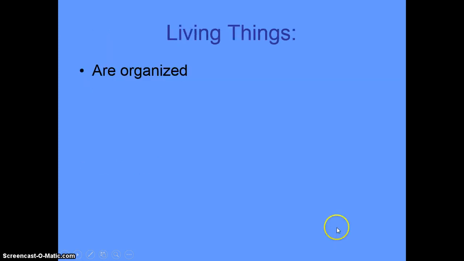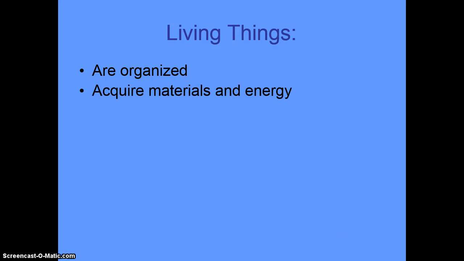So living things are organized. They're not just haphazardly thrown together. They acquire materials and energy, like we do for eating, plants do through photosynthesis. All living things reproduce. And that does not mean that every organism within a species reproduces, but the species as a whole can reproduce. Otherwise, there wouldn't be more of them in the following generations.